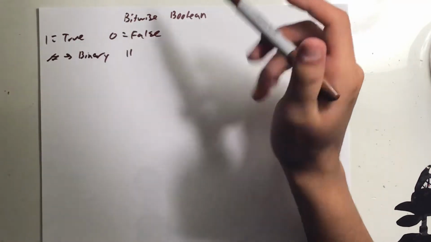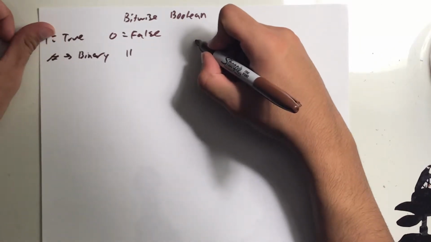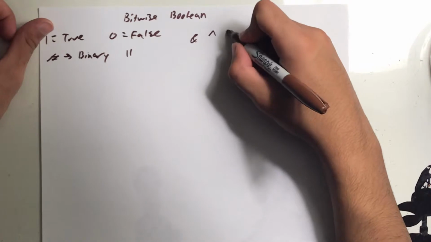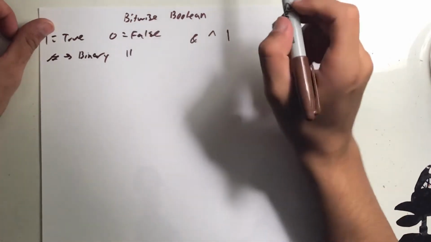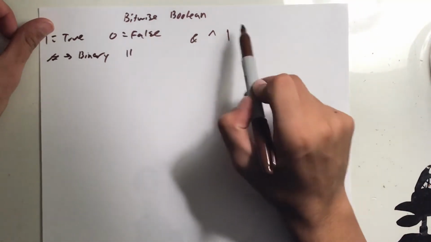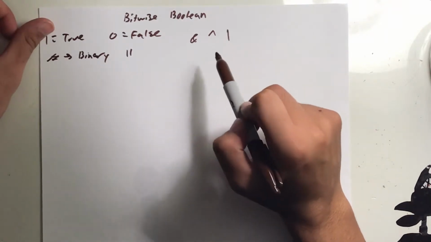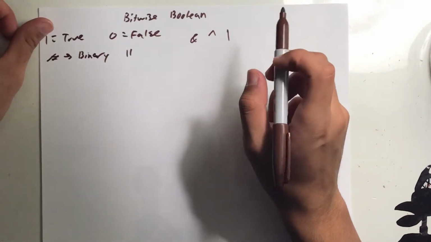And the order of precedence again is AND, the exclusive OR, and then OR. In Bitwise Boolean, instead of seeing two ampersands and two straight lines, it's just going to be one of them, and that's how you know it's going to be Bitwise Boolean.